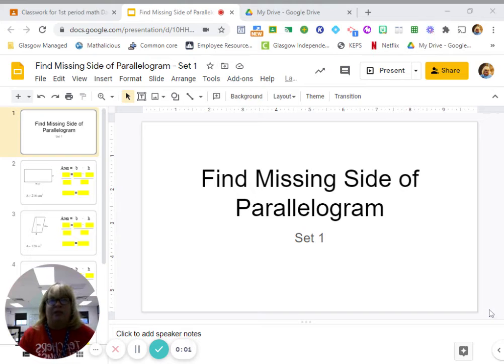Guys, we started yesterday working with finding the missing side of a parallelogram by setting up an equation, and we did it on paper and pencil as an introduction yesterday. So today we're going to do it on the slide, so I wanted to show you how to do that.